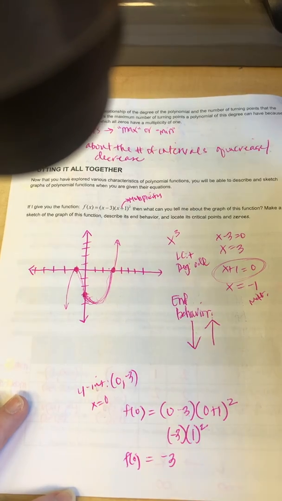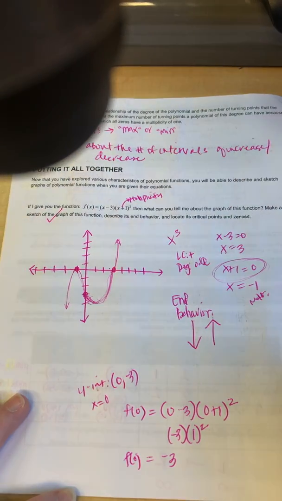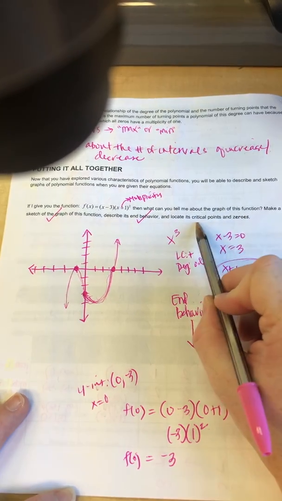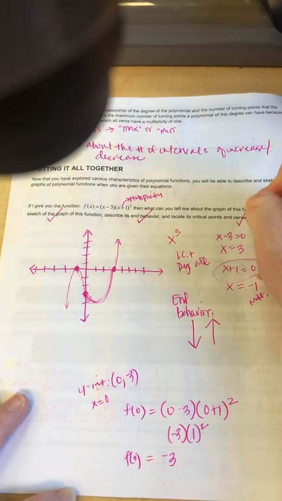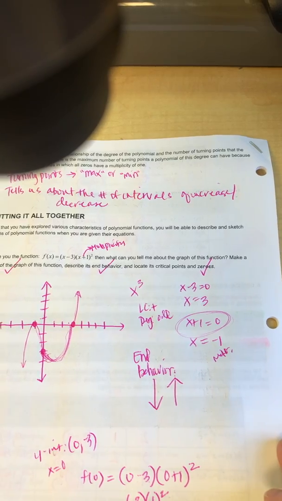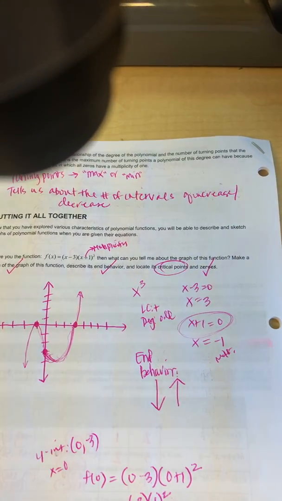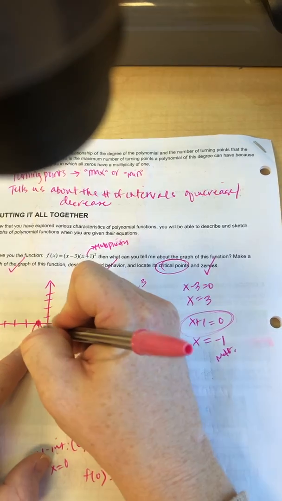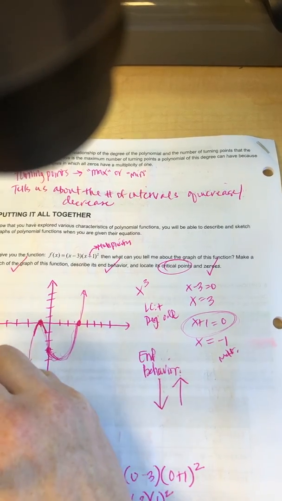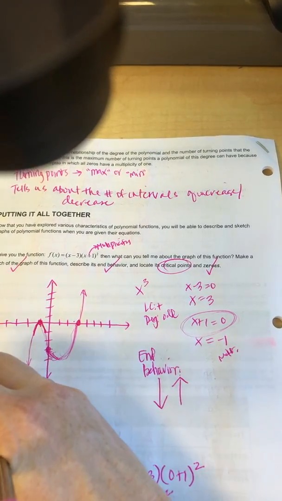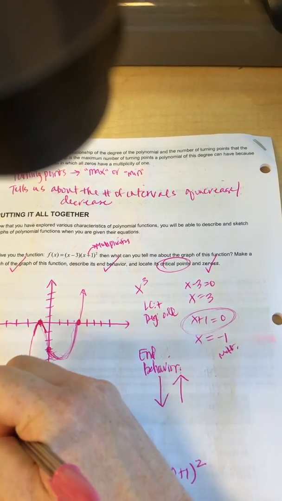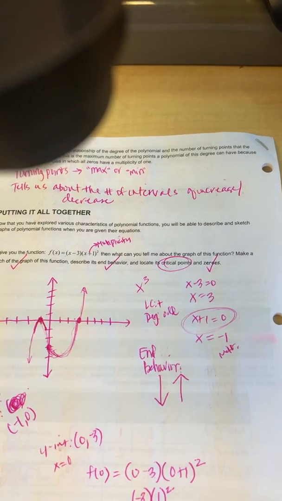Okay, so it says make a sketch of the graph. We did that. Describe its end behavior. We did that. It says locate its critical points and its zeros. We already did the zeros. But let's take a look at my critical points. First of all, I know this is going to be a critical point because it's where it bounces. So I'm going to have a maximum at negative 1, 0.